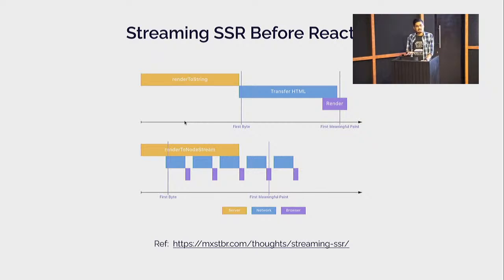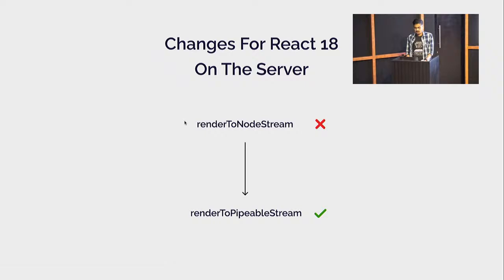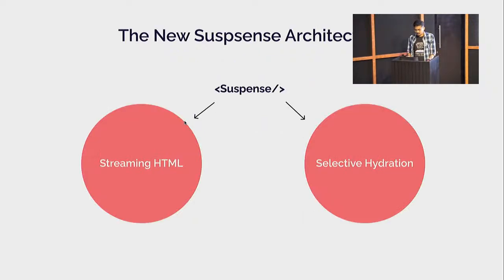Okay, so this was before React 18. With React 18, the React team has deprecated the renderToNodeStream method and introduced a new method called renderToPipeableStream. It has the same benefits as the previous method, but it unlocks a new architecture for Suspense, which we'll see later, which allows us to fix the problem we saw with server-side rendering just before.